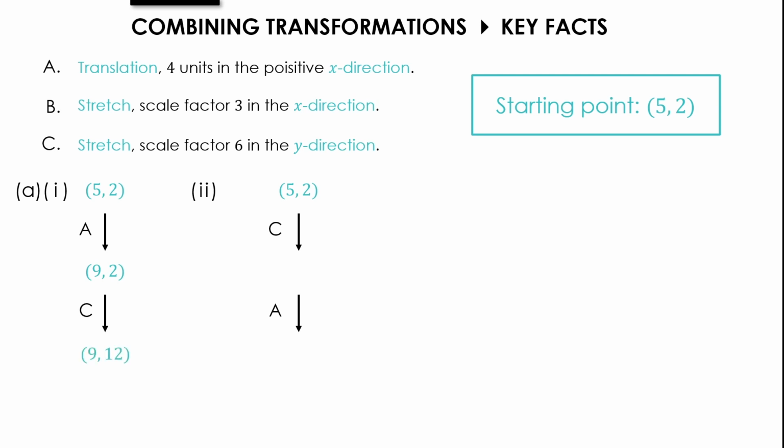Let's try reversing the order then. Starting with 5, 2, we first apply C, stretch scale factor 6 in the y direction. Multiply the y coordinate by 6. That gets us to 5, 12. Then we apply A, translation 4 units in the positive x direction. Add 4 to the x coordinate gives us 9, 12. So for this particular combination of transformations, the order did not affect the result.